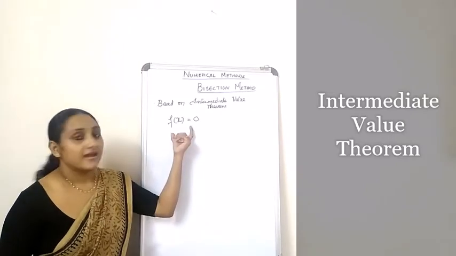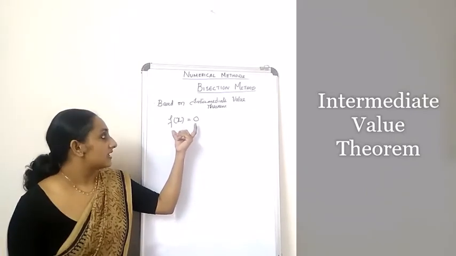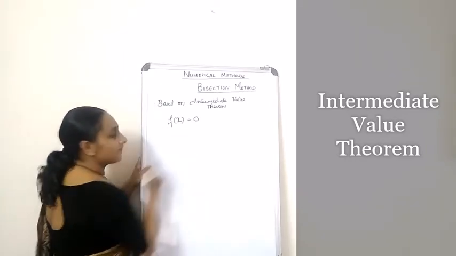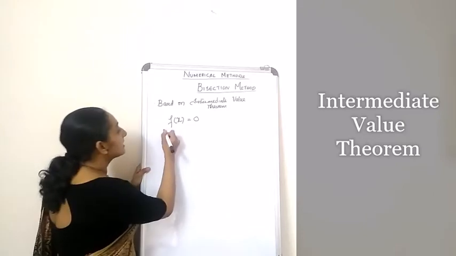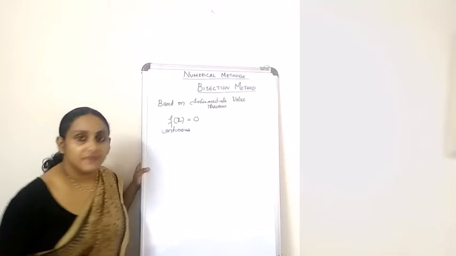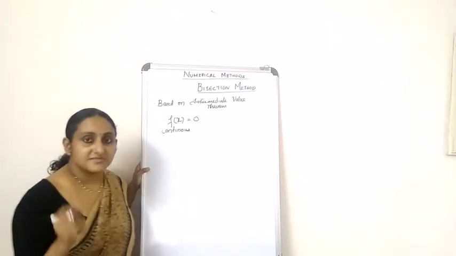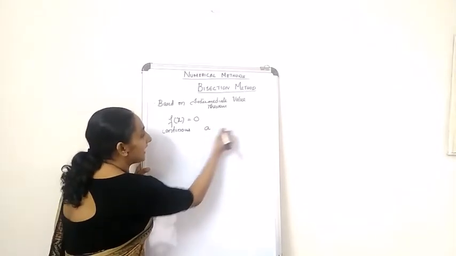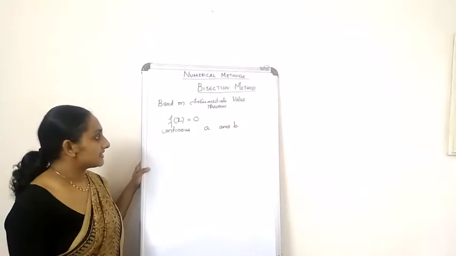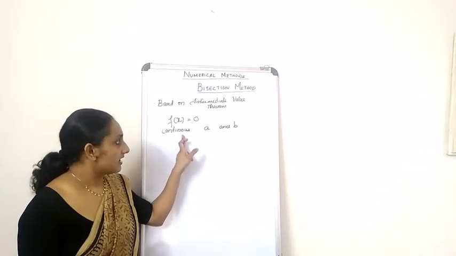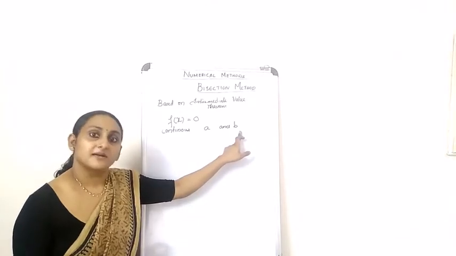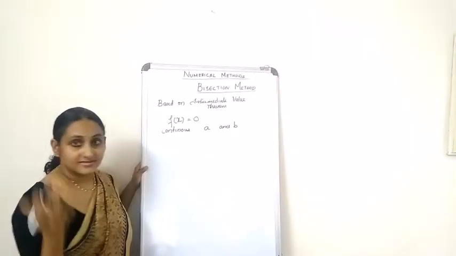So as I said, we are going to find out the roots of the function f of x is equal to 0, and here f of x is a continuous function. So this is really important. It should be a continuous function, and continuous between 2 points A and B. So it's nothing but f of x is a continuous function, continuous between A and B. Okay, now keep that in mind.